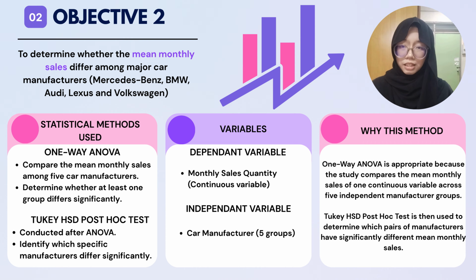To achieve this objective, we use one-way ANOVA followed by the Tukey HSD post-hoc test. One-way ANOVA determines whether there is an overall significant difference among the 5 manufacturers, while Tukey HSD identifies which specific manufacturers differ significantly.